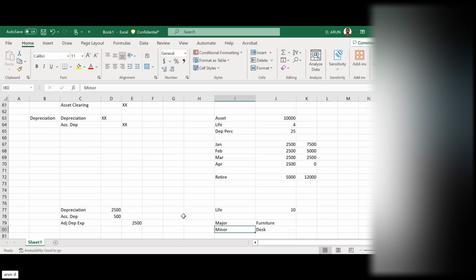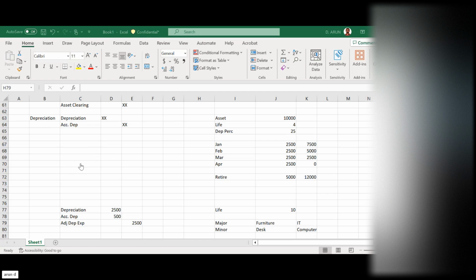So now, if I want to change it from furniture, let's say this is IT and computer, and by mistake I have categorized this as furniture, I can change it. So these are non-financial changes because this is not going to impact anything. I'm just reclassifying to the correct category. So that's all about it.